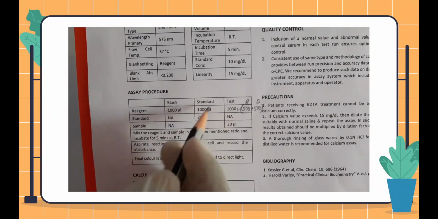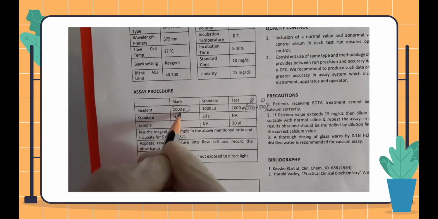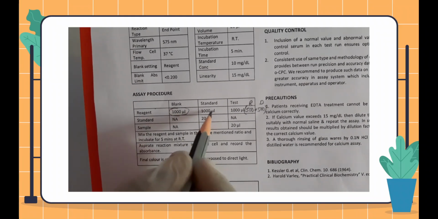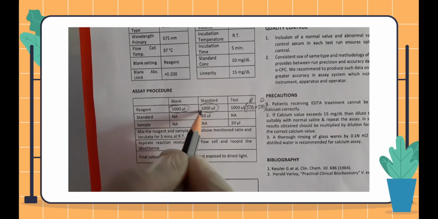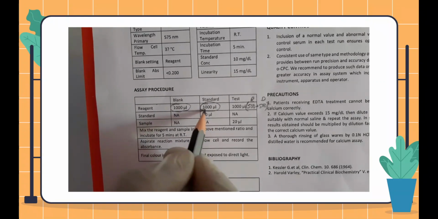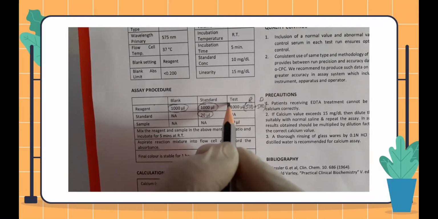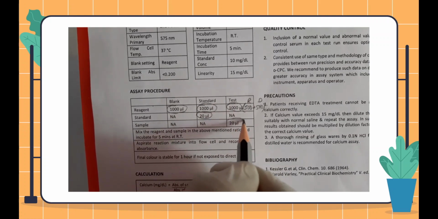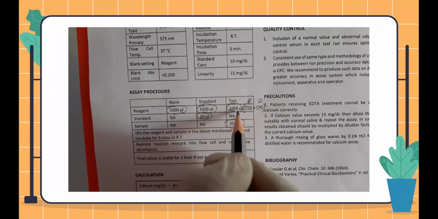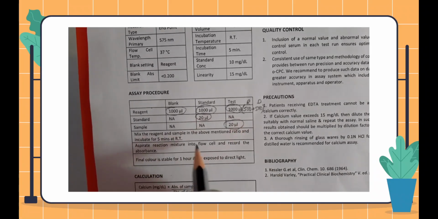Now, as per the procedure, we need to take 3 different tubes, one for blank, one for standard, and one for test. In the first tube of blank, we need to add 1000 microliter of working solution only. In the second tube of standard, we need to add 1000 microliter of working solution and 20 microliter of standard. In the third tube of test, we need to add 1000 microliter of working solution and 20 microliter of patient sample. And then we need to mix it and incubate for 5 minutes at room temperature.